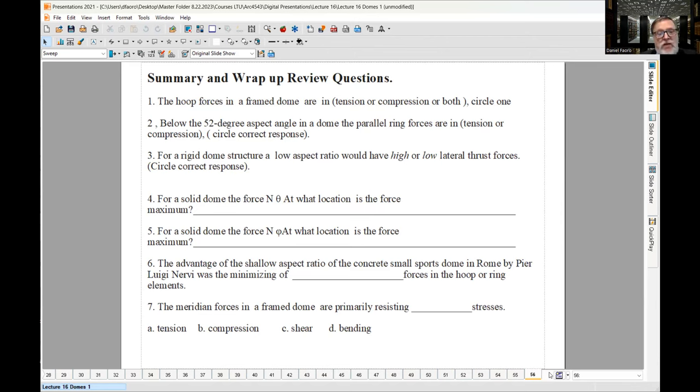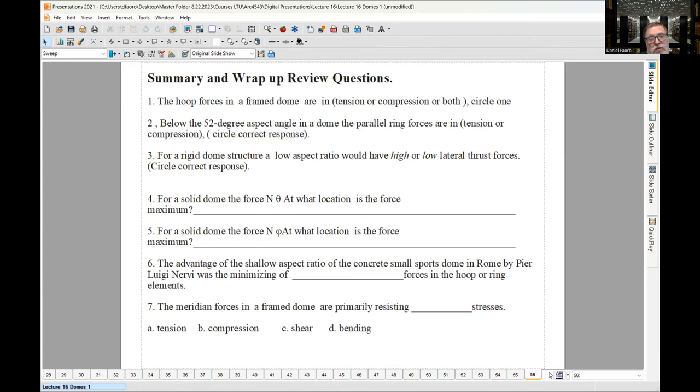The advantage of a shallow aspect ratio, a small concrete sports dome by Pierluigi Nervi: what did it do? It stopped the lateral forces or hoop forces from pushing out. It was developed around the 52-degree aspect angle mark. That means all the dome forces were in compression. What's the advantage of that? I don't need steel. Essentially, I have a pure compression element.